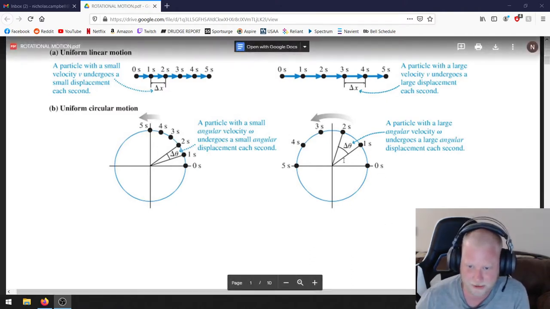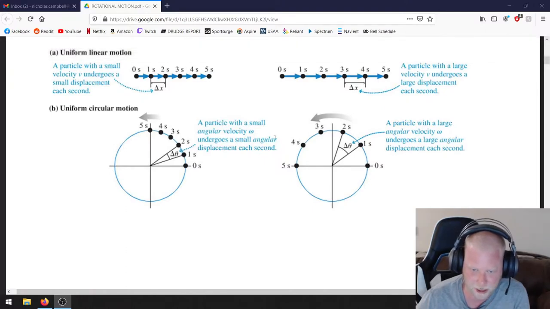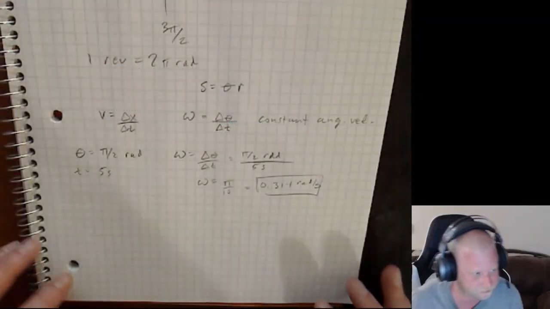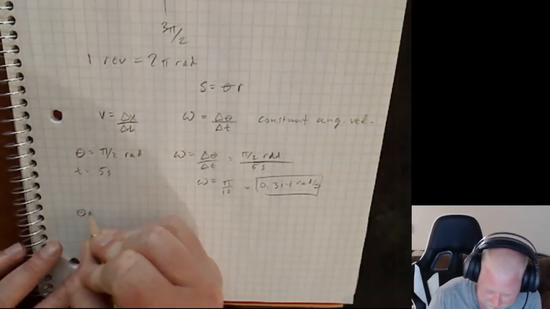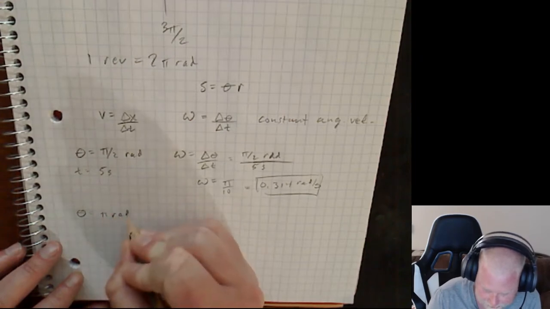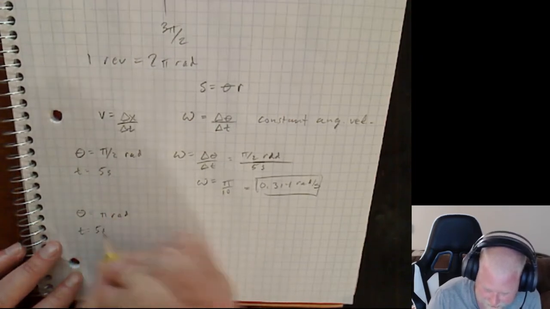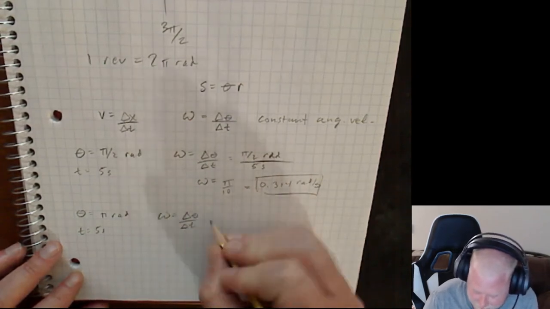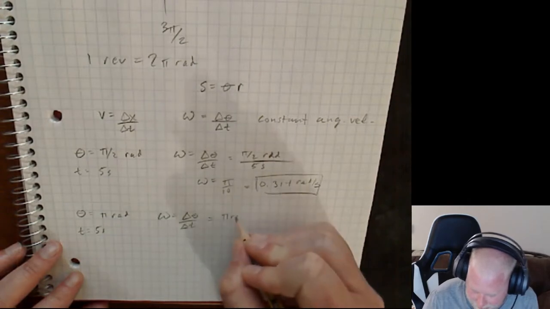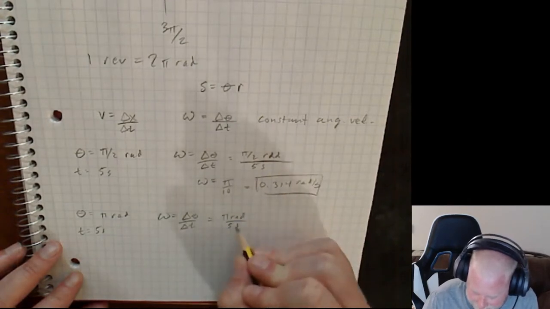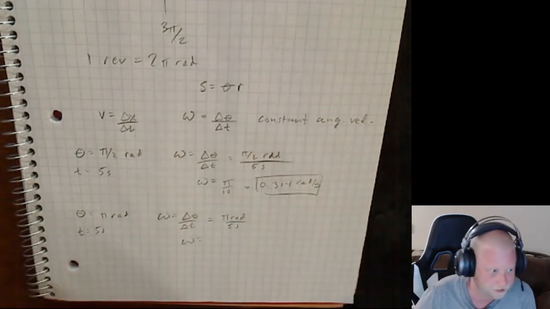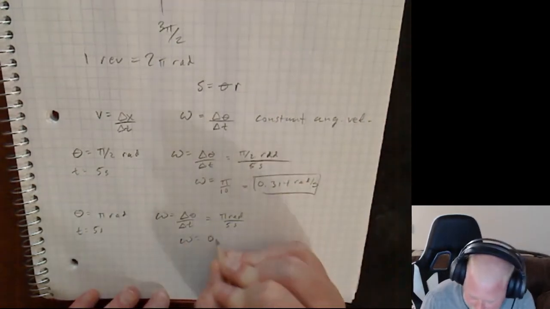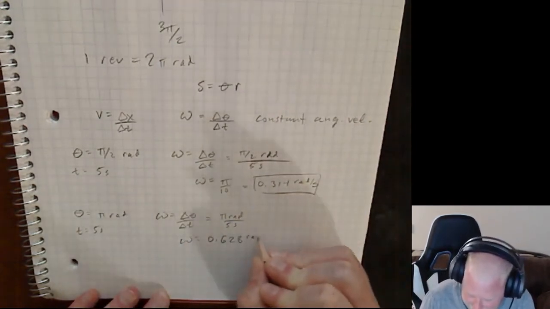Now, in the right picture, we have 180 degrees covered. So theta, in this case, is pi radians over a time of 5 seconds. So omega is a change in angular position over time. So pi radians over 5 seconds. So we do the math there, and we get 0.628 radians per second.